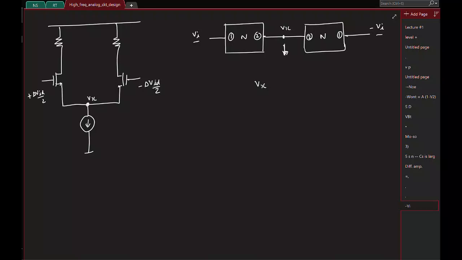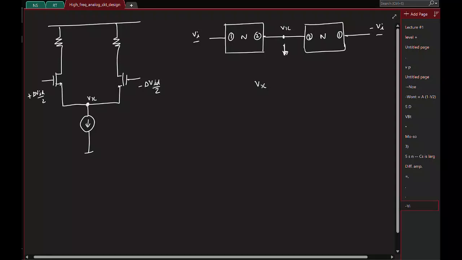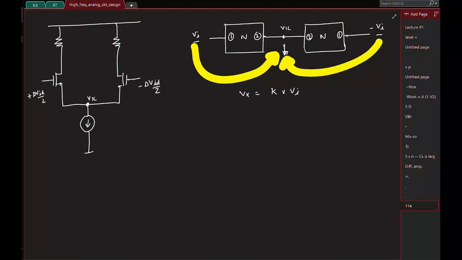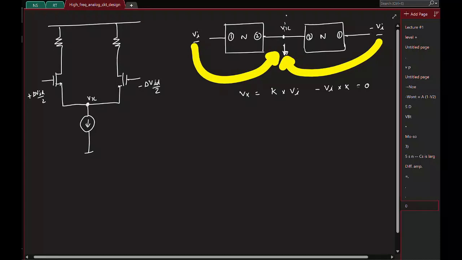See, this is a linear network. I have two inputs. How will I analyze it? Superposition, right? If you want to find how Vi here contributes to Vx, it's a linear network, so Vx will be some k times Vi. Now, if you want the transfer function from this input to here, the transfer function is still k. The input is minus Vi, so it's minus Vi times k. So the total is 0, right? It comes out because of linearity and the fact that you have two identical networks. So all the nodes on the line of symmetry will be at 0.